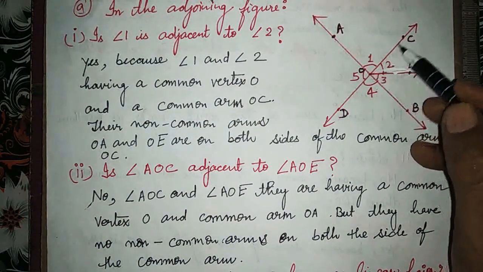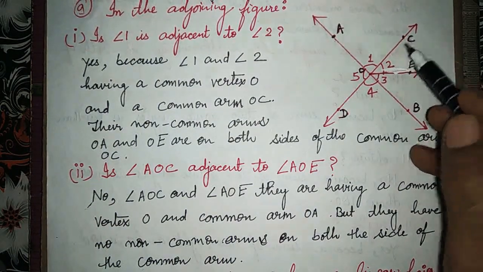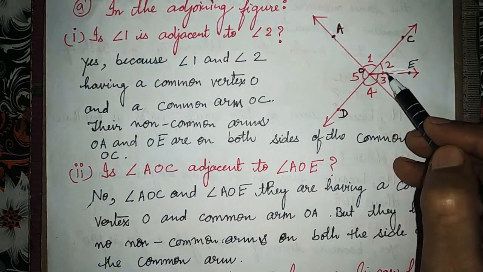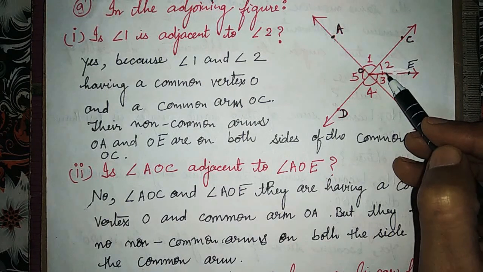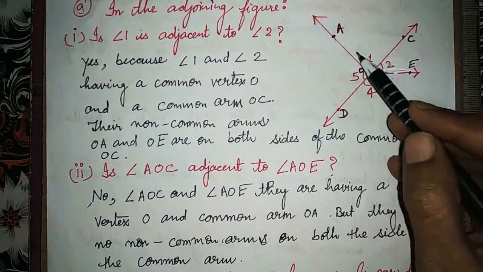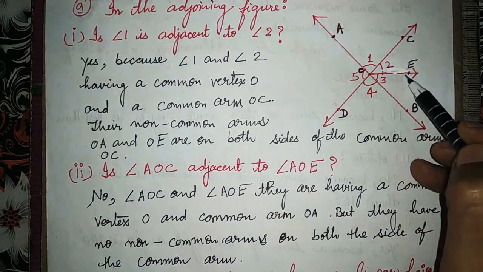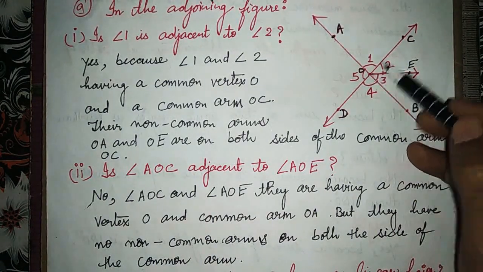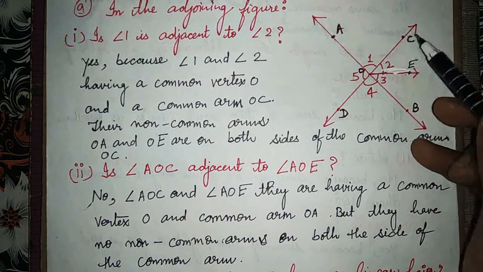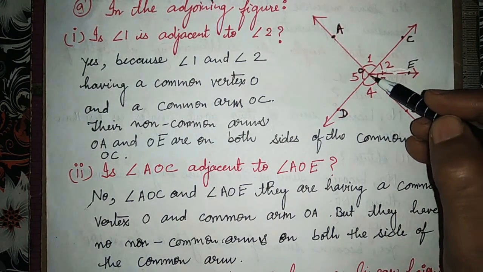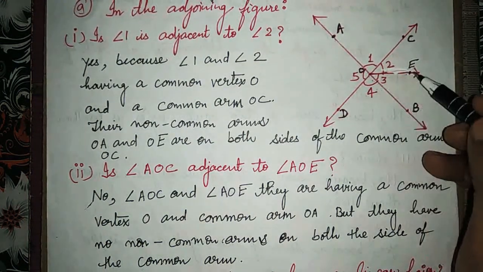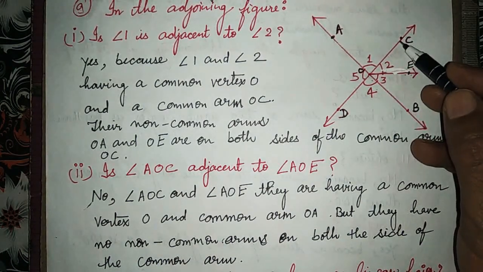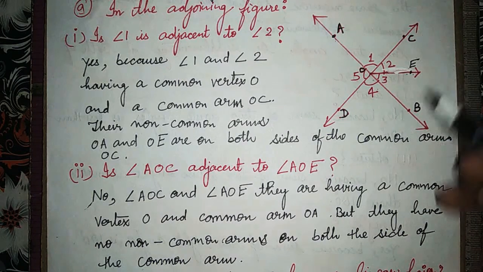So what answer can you give here? You can say yes, angle 1 and angle 2 are adjacent because angle 1 and angle 2 have a common vertex O and a common arm OC, and non-common arms OA and OE on either side of the common arm OC.